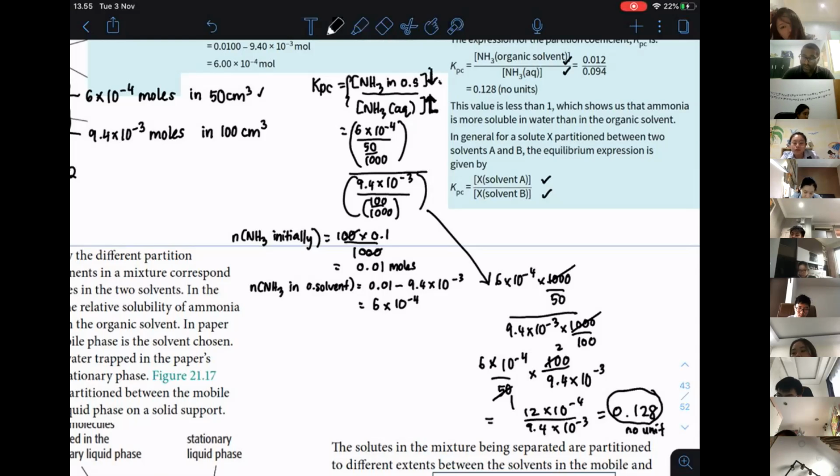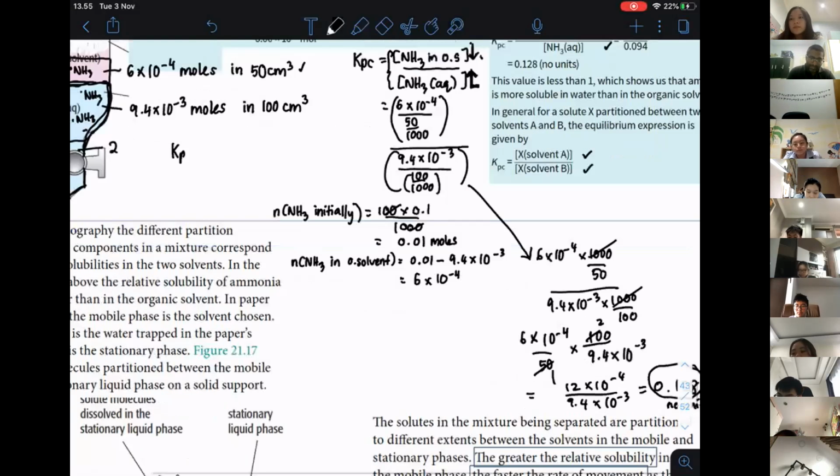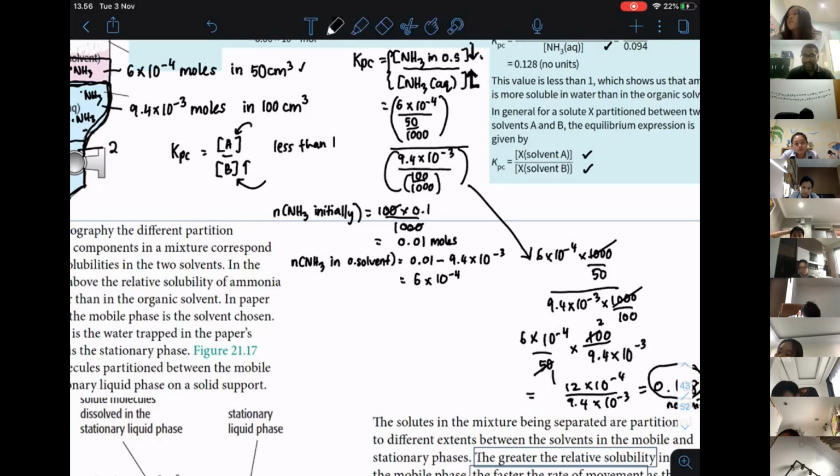It depends on what we are doing, what we are using over here. For example, if your KPC equals concentration of A divided by B, and you are getting less than 1, it means of course the B should be higher. Something divided by something that is higher. So the concentration of that solute in B is more. So if KPC is less than 1, the solute dissolves more in B. That's the understanding. If it is more than 1, the solute dissolves more in A.